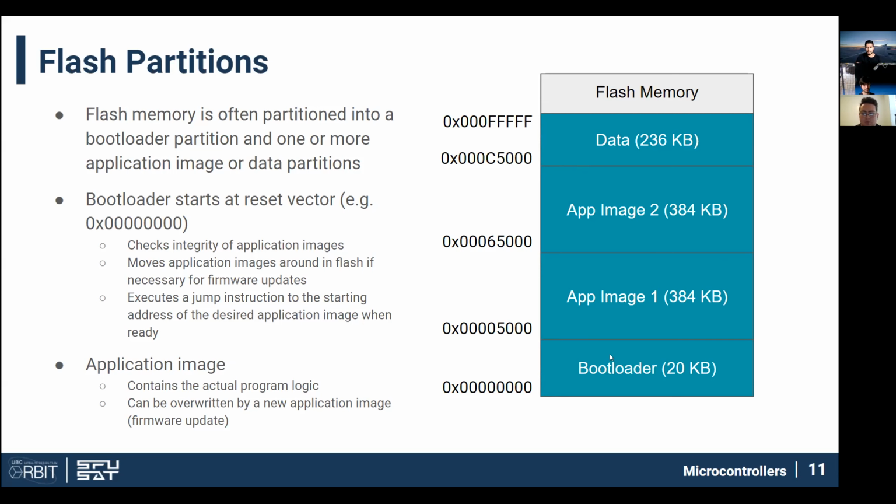The bootloader can also enable you to do firmware updates. The bootloader could have some code that lets it receive a new firmware image, like a new application image, either through a UART connection, a SPI connection, or whatever have you. Then it'll receive this image and write it to flash, overwriting one of these images. Then it'll check that there's no corruption, and then it'll jump to the new image.